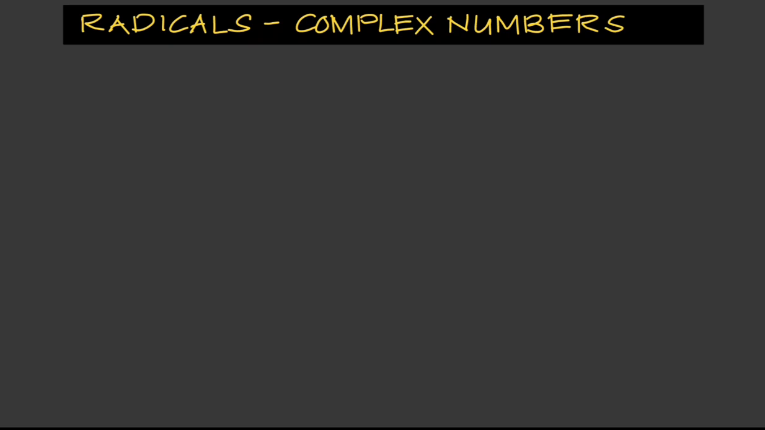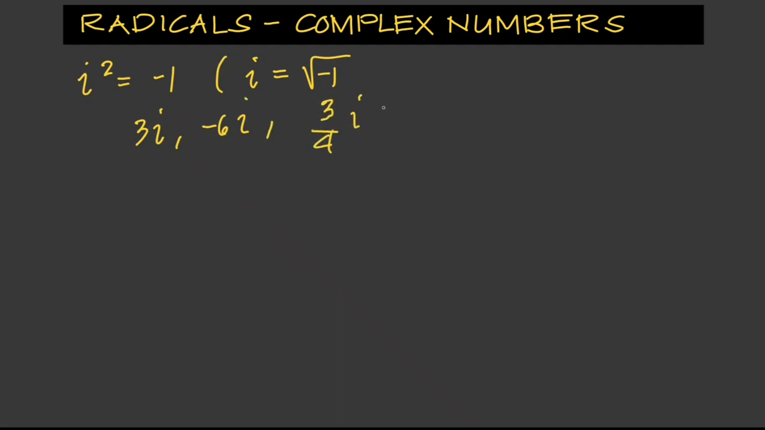So let's define what an imaginary number is. From the definition of imaginary numbers, an imaginary number is denoted as i. So i squared is just equal to -1. Thus, i is just equal to the square root of -1. Examples of imaginary numbers include 3i, -6i, 3/4 i, or 3i square root of 7.